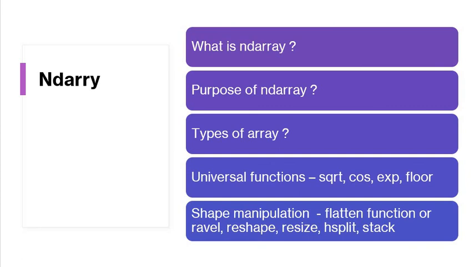Shape manipulation. The shape of a basic array can be changed as per the requirement using NumPy library functions. These array shape manipulation methods really come in handy during the data wrangling phase and are used extensively by data scientists. So common manipulation functions are flatten or ravel. Let's see what it is.